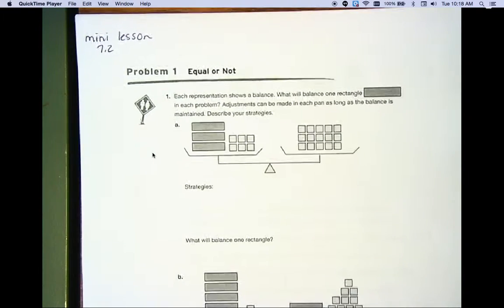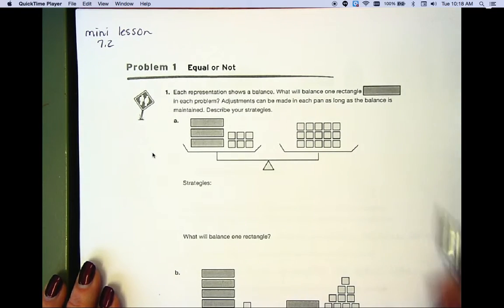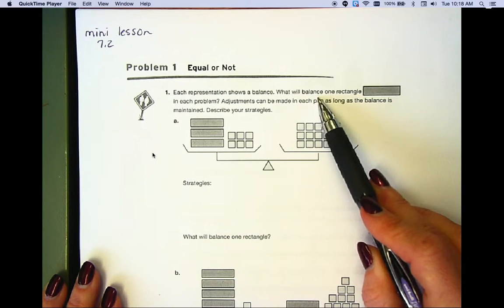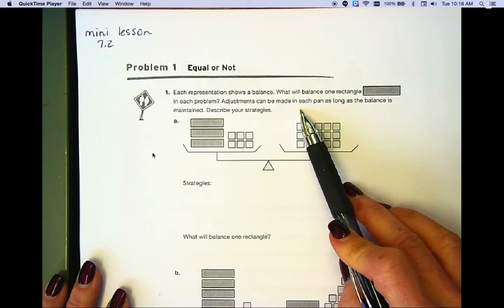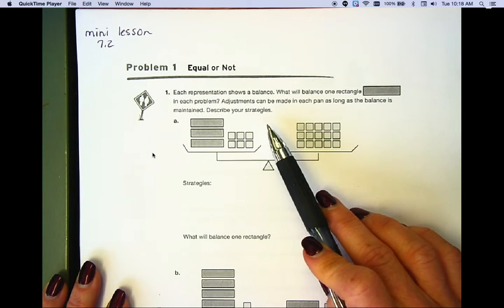This is the 7.2 mini lesson. Each representation shows a balance. What will balance one rectangle in each problem? Adjustments can be made in each pan as long as the balance is maintained.